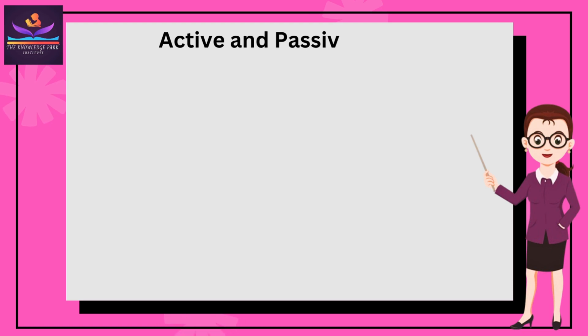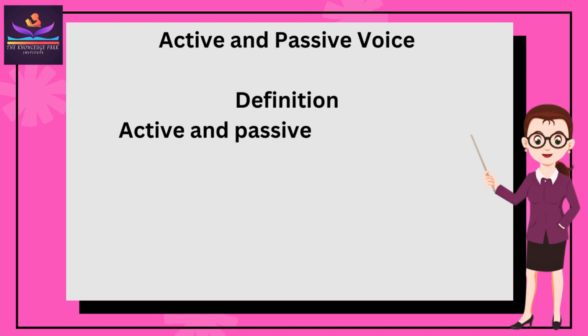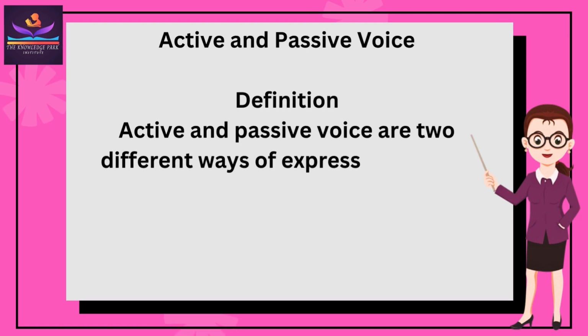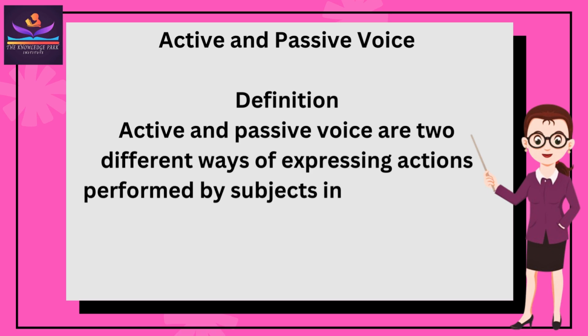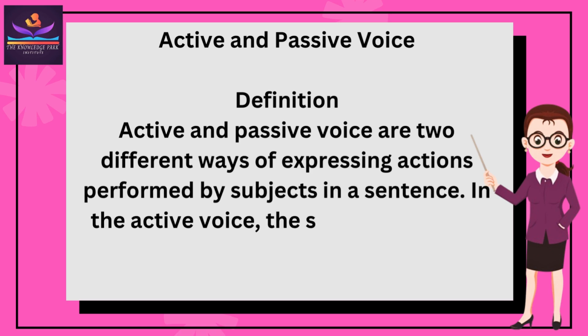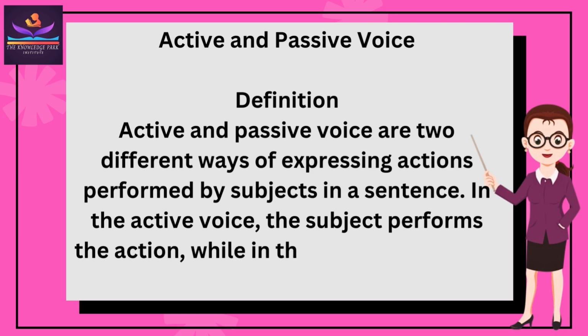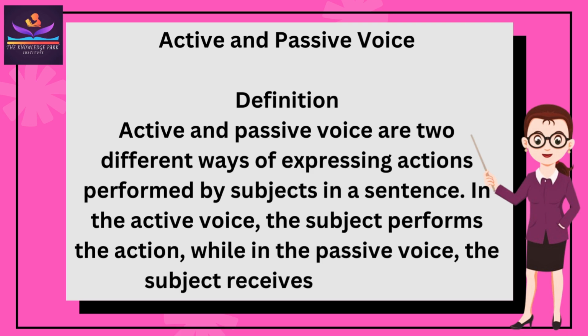Active and passive voice. Definition. Active and passive voice are two different ways of expressing actions performed by subjects in a sentence. In the active voice, the subject performs the action, while in the passive voice, the subject receives the action.